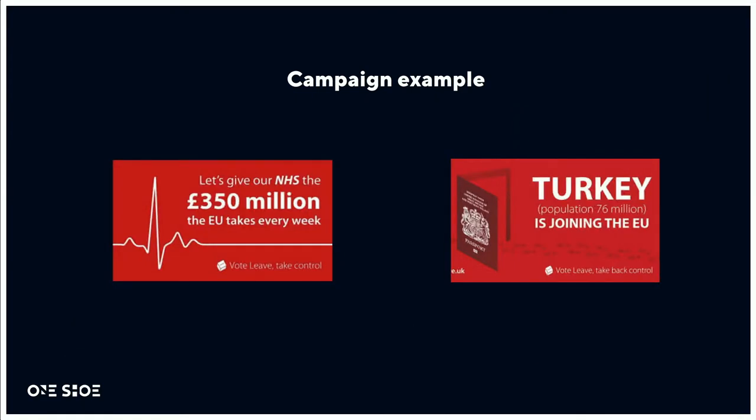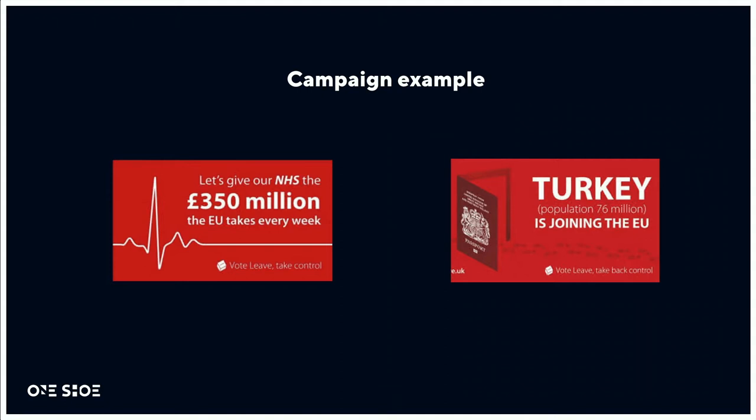These are two campaign examples. Some people were not happy with the spending on the NHS, and the other ones were about the fact that Turkey was joining. Both were lies, and everybody knows this, and it's been in the press. These were lies. So this is how they played upon their fears and frustrations.